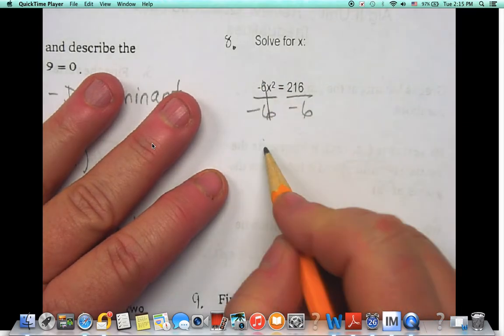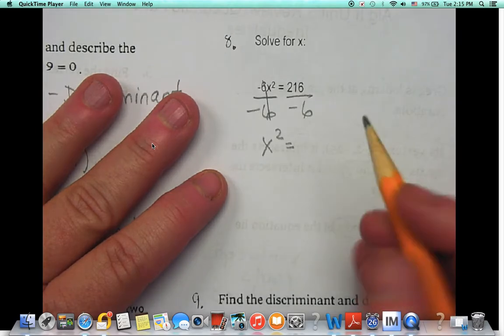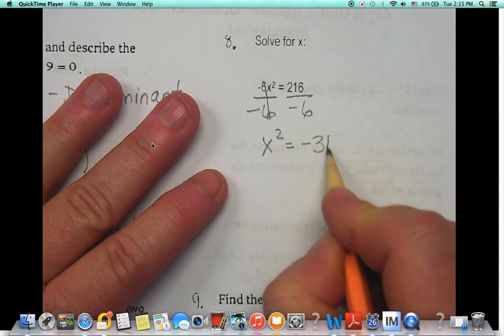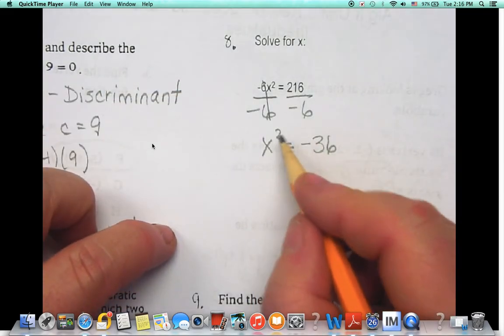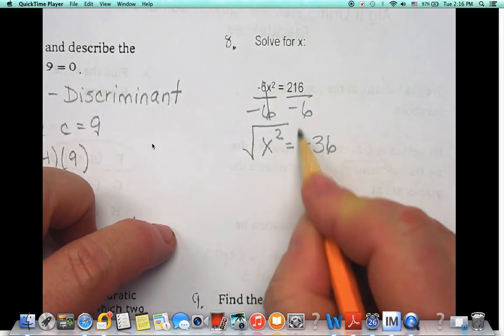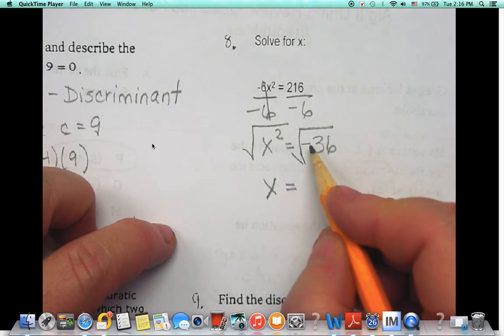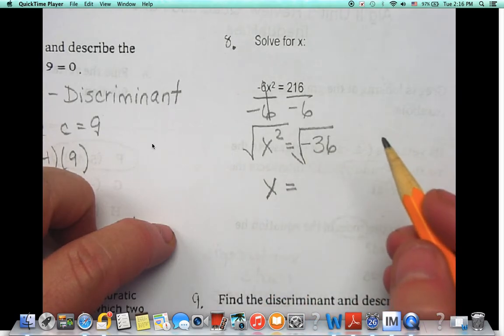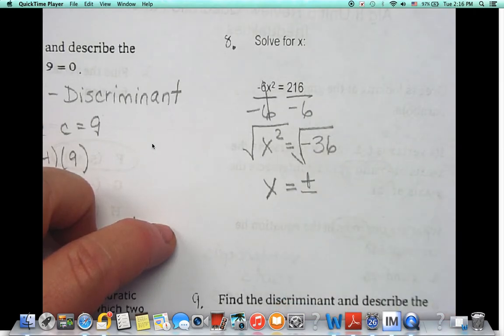What do you have on the left? x squared. Those negative 6's cancel. We have x squared equals 216 divided by negative 6, which is negative 36. Okay, now how do I get rid of the square? Square root both sides. There's something we have to do when we square root both sides. Plus or minus. Remember that? When you square root both sides, there's a positive answer and a negative answer.